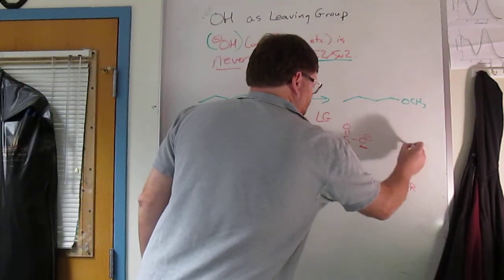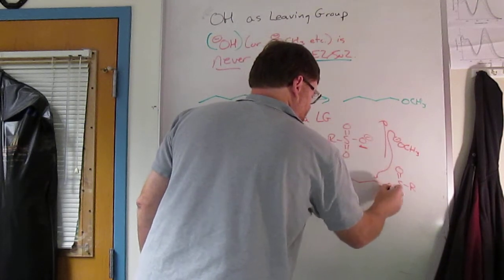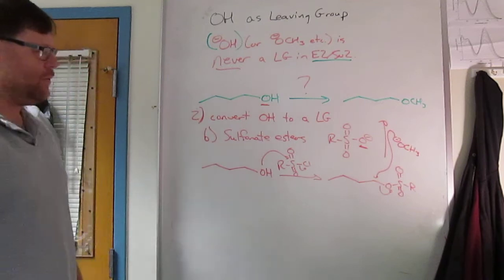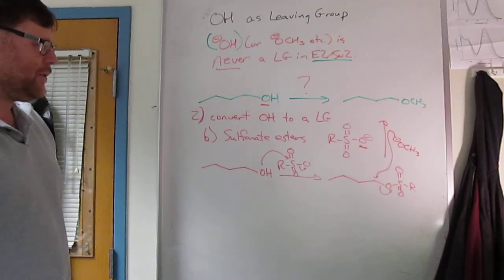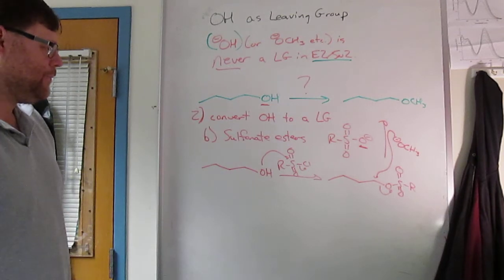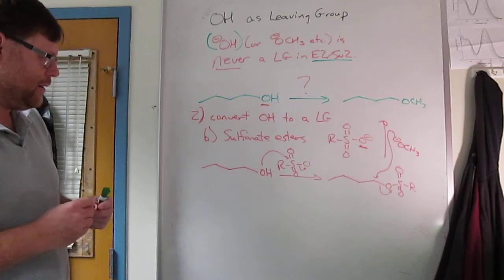And now when we treat that sulfonate ester with methoxide, we kick out the sulfonate ester, methoxide comes in as a nucleophile, and we get our product. So you need to be able to do this as well. At least recognize when a sulfonate ester could be made.